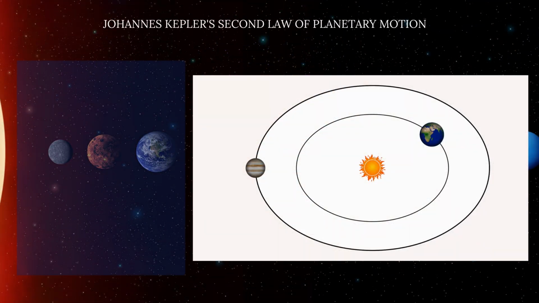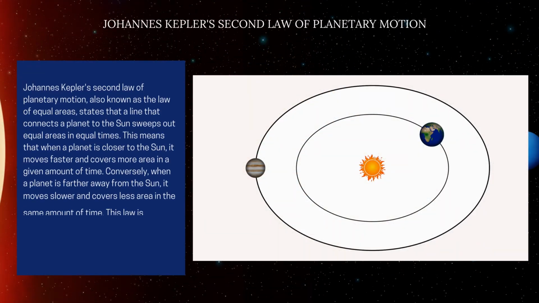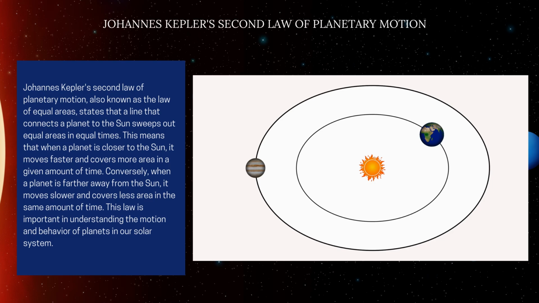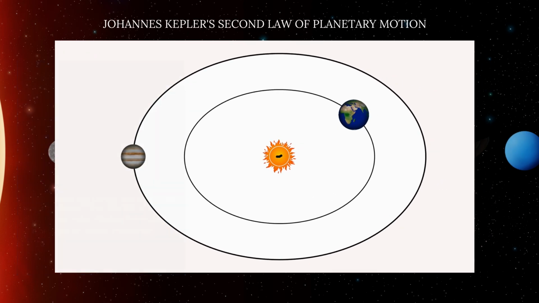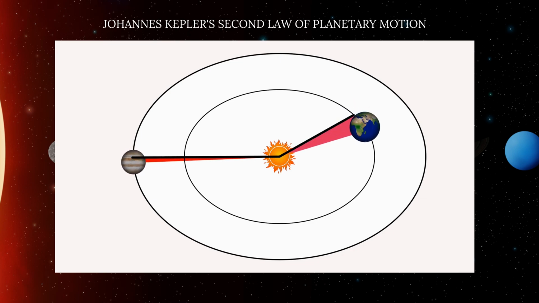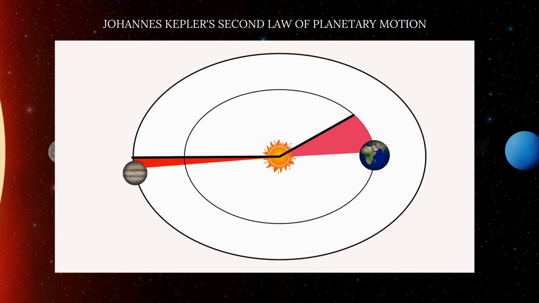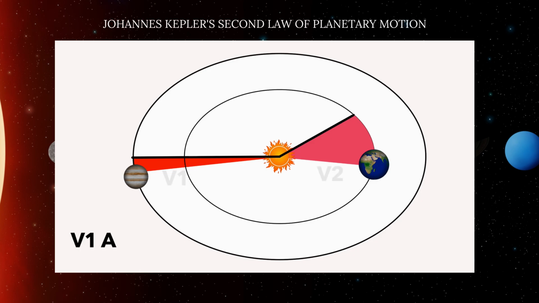The second of Kepler's laws is often referred to as the law of equal areas. This law states that the line that connects a planet to the Sun sweeps out equal areas in equal times. So, what does this mean exactly? Imagine a line drawn from the center of the Sun to the center of a planet. As the planet moves along its orbit, that line will sweep out an area between the planet and the Sun. Kepler's second law says that in equal periods of time, that line will sweep out equal areas.